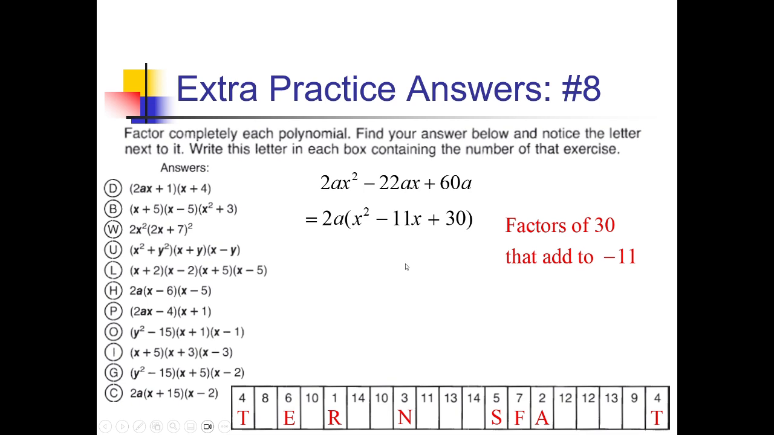So let me use that. The 2a I took out initially, I'm going to keep that around. And I'll also have x minus 5 and x minus 6. Let me see if that's over on the left. Sure is, choice H. So we're going to put that in spot number 8, which is right there.